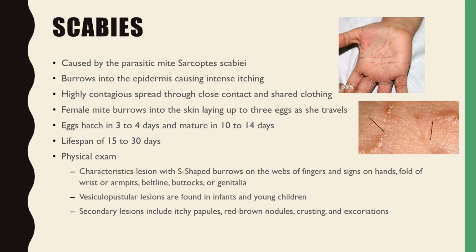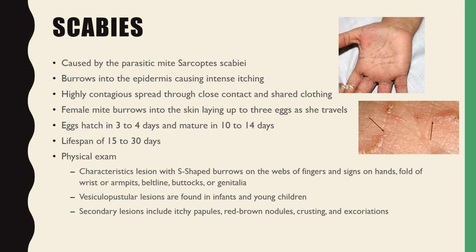The female might burrow into the skin, laying up to 3 eggs as it burrows in. The eggs hatch in 3 to 4 days, mature in 10 to 14 days, and they have a lifespan of 15 to 30 days. So physical exam, you'll see a characteristic lesion with an S-shaped burrow. These typically come on the webs of the fingers or on the insides of the hands, folds of the arms and armpits, the belt line, buttocks, or genitalia. So they want warm, dark places. So that's why the belt line is very common, the armpits, or in those folds of the hands.